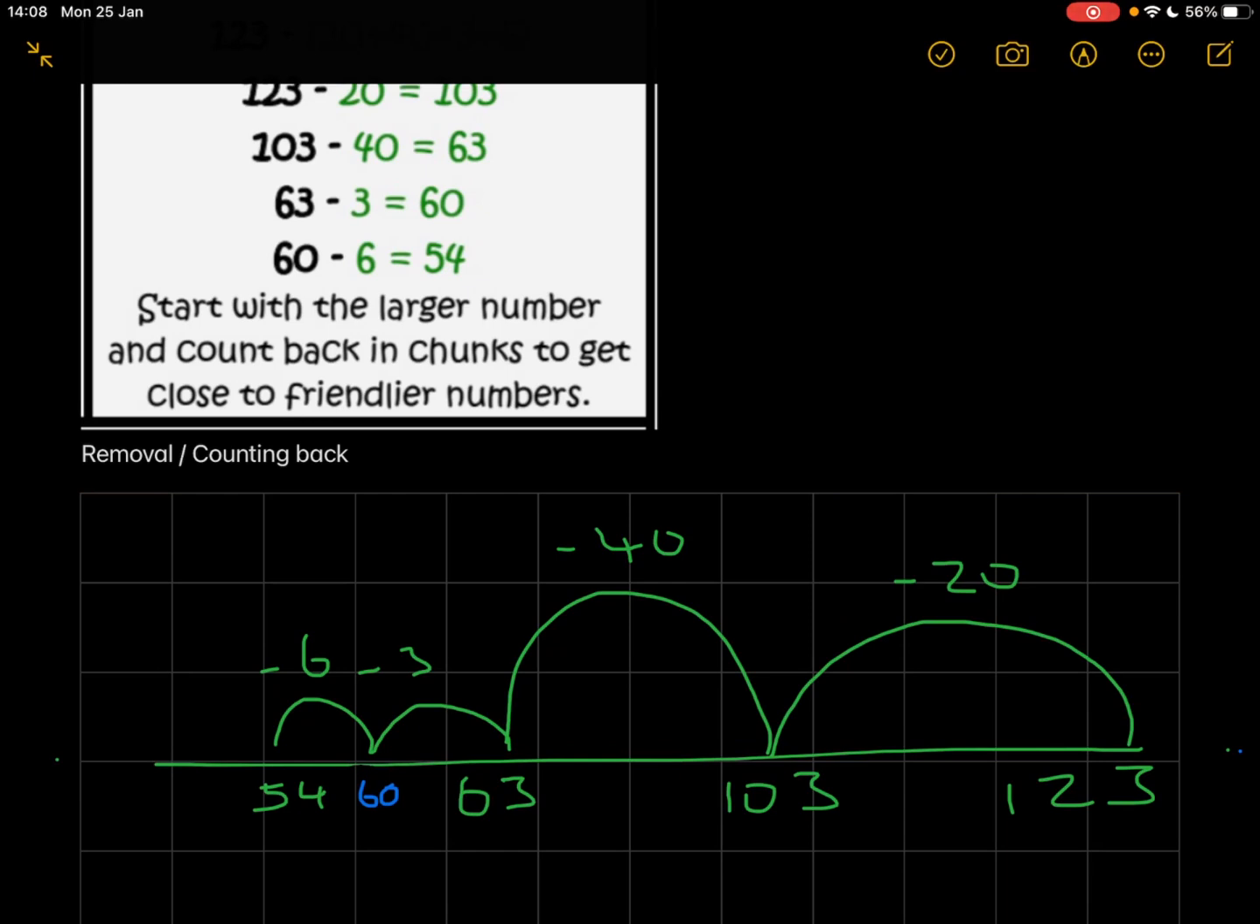Remember, this is just an example. You might have counted back in different size chunks. You should work with the numbers that you feel are friendly for you.